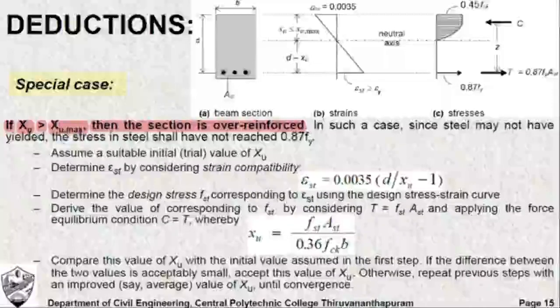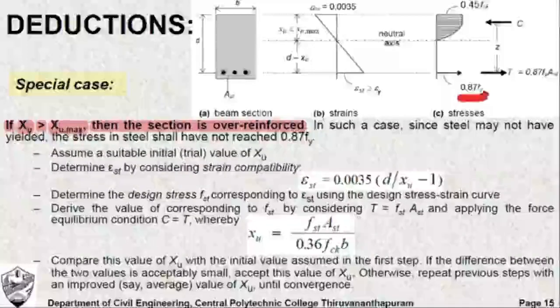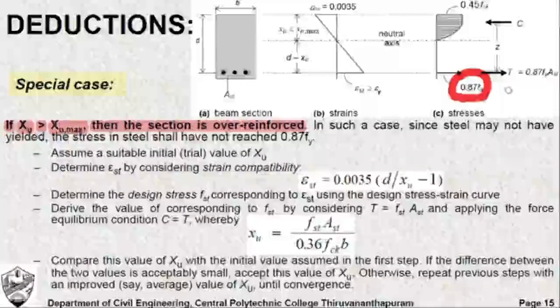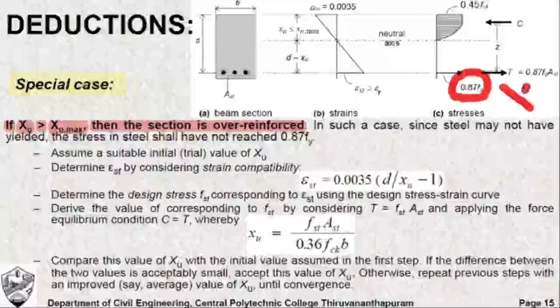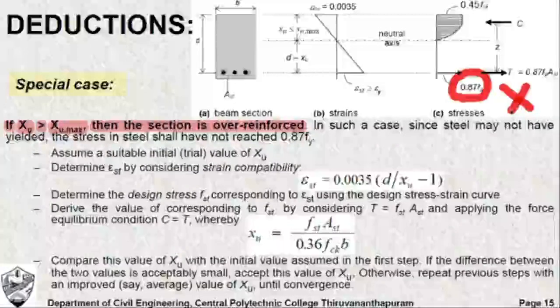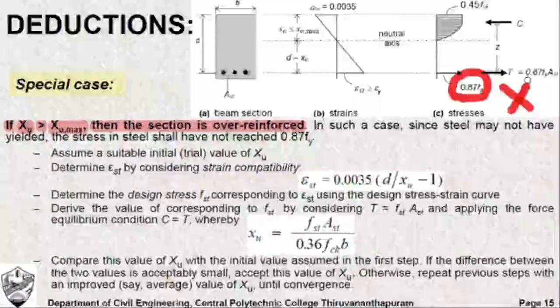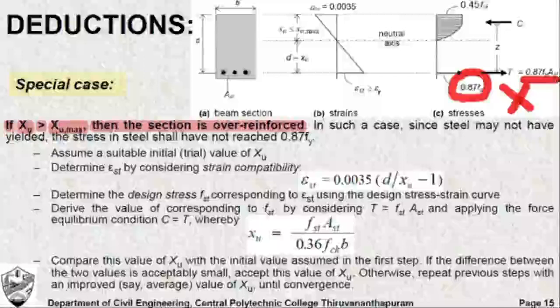So everywhere where we used 0.87 Fy in the case of an under reinforced section, we cannot use 0.87 Fy in case of an over reinforced section. For an over reinforced section, it is not 0.87 Fy. We cannot take it as 0.87 Fy. So this equation cannot be applied. So T is also not 0.87 Fy into AST.